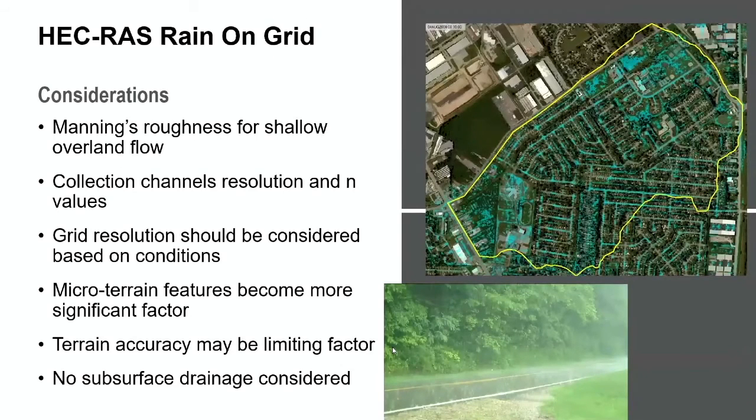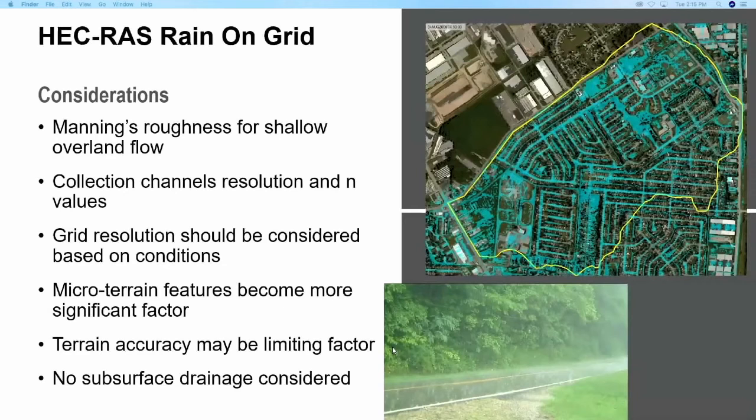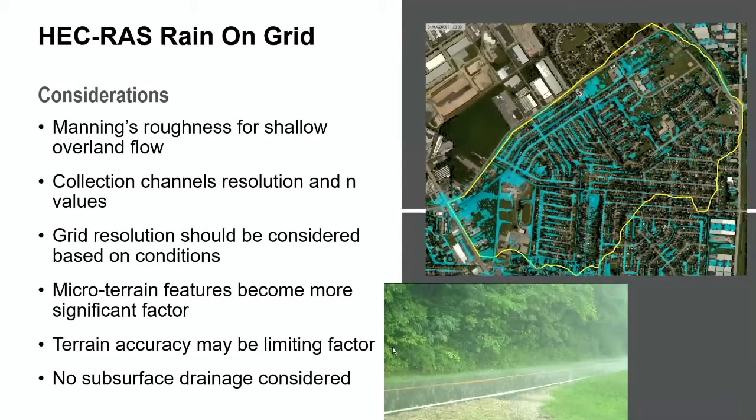So, considerations for the rain on grid. You have to be careful with your Manning's roughness. It's not a typical channel roughness or overbank roughness. It's for shallow overland flow. So you will typically have to increase your Manning's roughness. Collection channels should have higher resolution in the model itself and also lower n values, typical of channel n values. The grid resolution should be considered based on what conditions you're trying to model, like the urban setting on the top right.